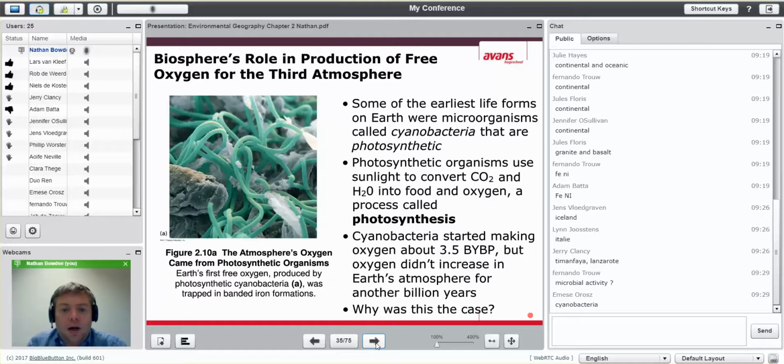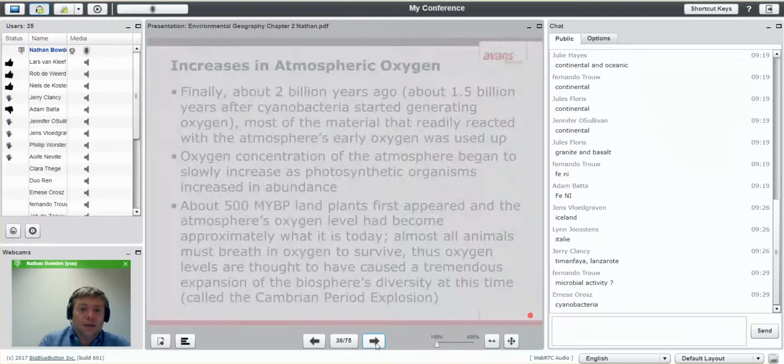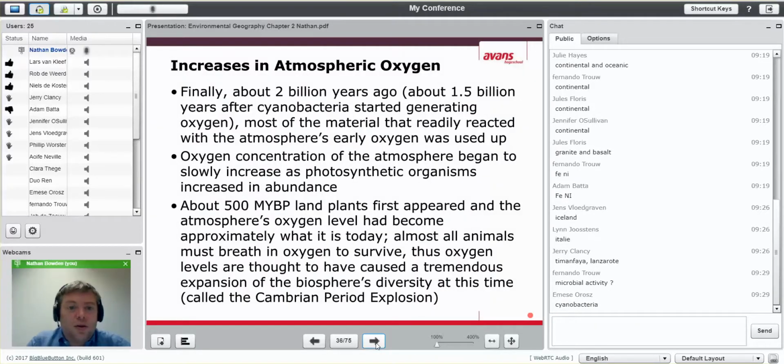They started making oxygen about 3.5 billion years before present, but it didn't really increase that much for another billion years. Why is that? So about 2 billion years ago, so 1.5 billion years after cyanobacteria, most of the material that was readily reacted to was used up. Slowly, oxygen began to increase as photosynthetic organisms increased.